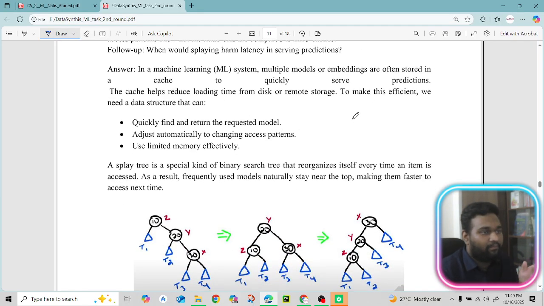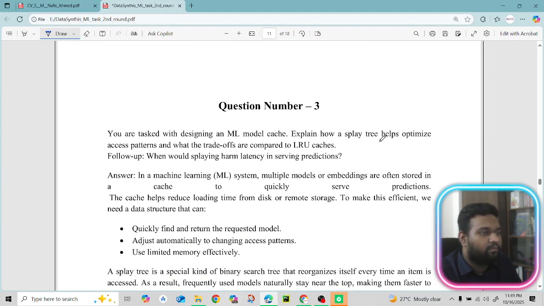In this question, what they have told me to do is to quickly find and return the requested model, automatically adjust to changing access patterns, and use limited modification. In short, we are using a lot of machine learning models. So we need a system where we can call these models in a very efficient way, because if I ask for a machine learning model and it takes a lot of time to come, that doesn't work. So I'm going to use a splay tree. It already told me to use a splay tree.